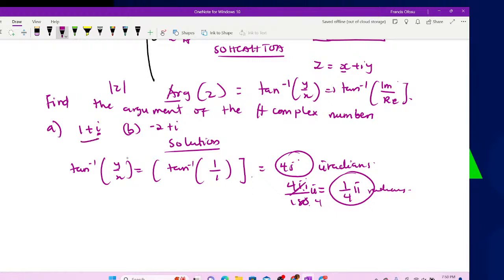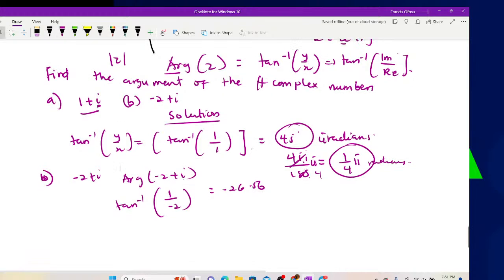Let's see the argument of the second one, negative 2 plus i. To find arg of this, as usual, tan inverse. The coefficient of the imaginary part is 1, the real part is negative 2. So tan inverse of what? Negative half, right? We simply punch this into the calculator and we are getting negative 26.56, right? So this is where the problem starts.